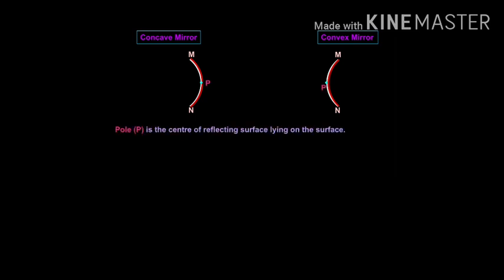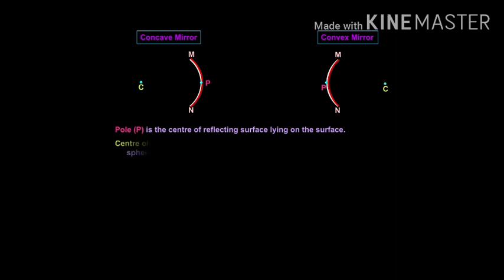Now we will move further. Suppose this is a concave mirror and this is a convex mirror. I am denoting these two by M, and we will define some important points related to the mirror. The very first one is the pole. The pole is basically the center of the reflecting surface, lying on the surface. As you can see, this is denoted by P.